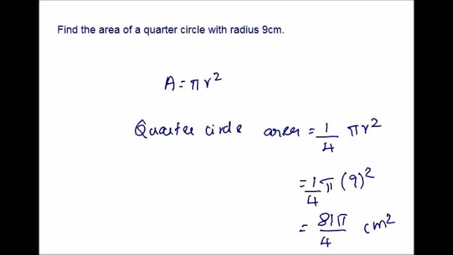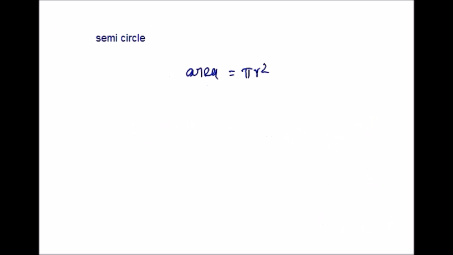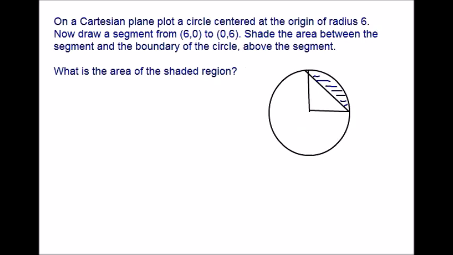What will you do if you're asked to find the area of a semicircle? Same way, you have to just find half of the area, 1 over 2 pi r square. Semicircle means half the circle. So you can just plug in the r value and find the area of a semicircle. The shaded area is 1/4 of the area of the circle. So based upon this question, I have drawn a figure.